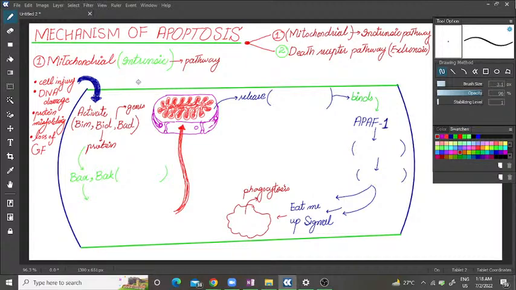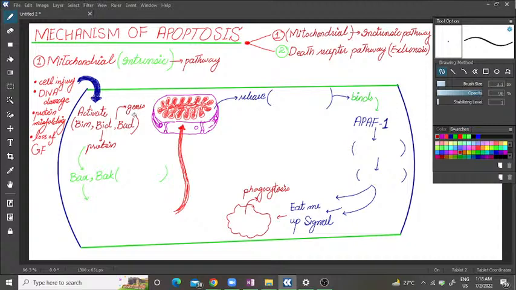Now come towards the mitochondrial intrinsic pathway. First, when due to any of these reasons something happens, there is the activation of certain genes in the cell which is going to be apoptosed. The names of those genes are the BIM gene, the second gene BID, and the third gene BAD. These three genes are involved in the process of apoptosis.